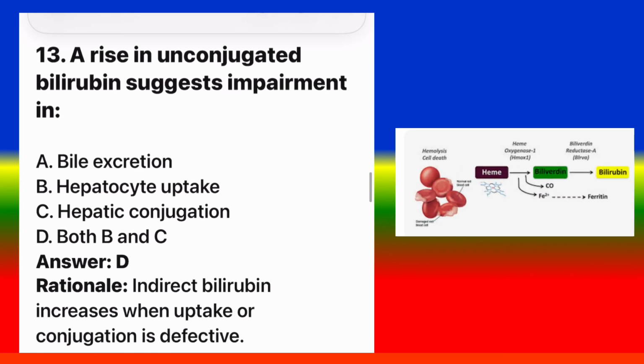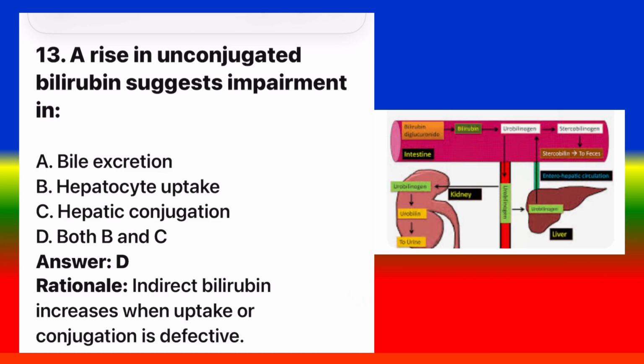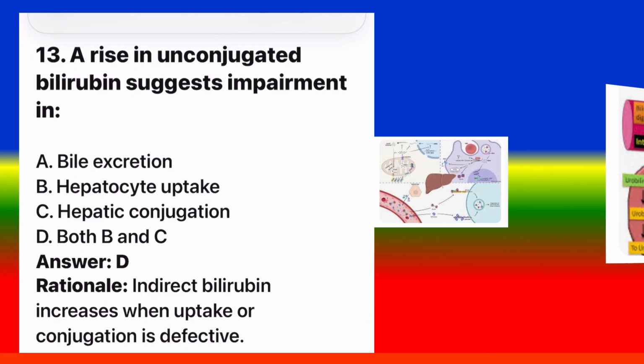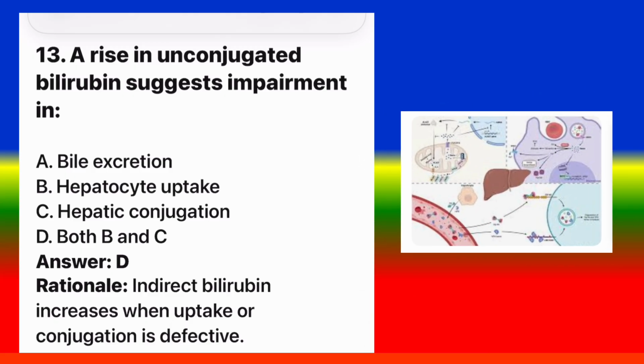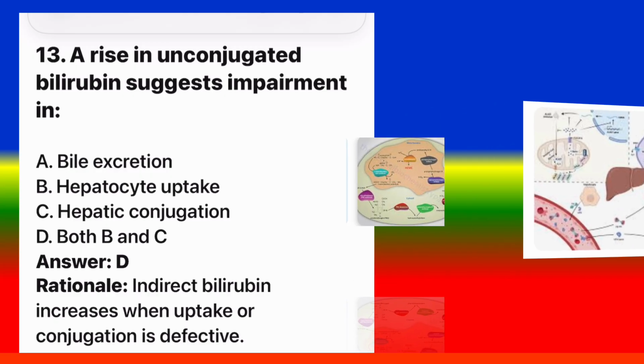13. A rise in unconjugated bilirubin suggests impairment in: A. bile excretion, B. hepatocyte uptake, C. hepatic conjugation, D. both B and C. Answer D. Rationale: Indirect bilirubin increases when uptake or conjugation is defective.